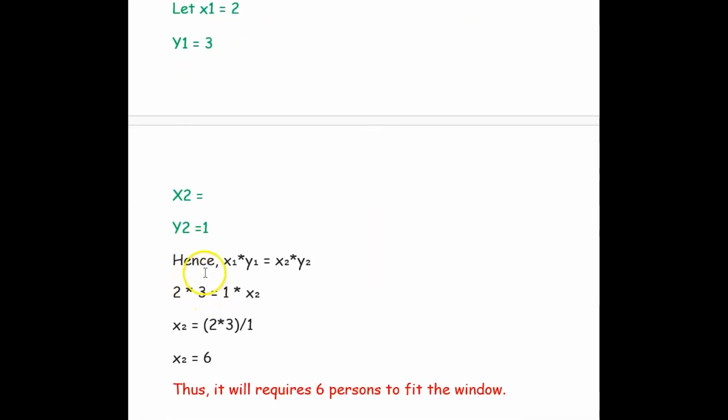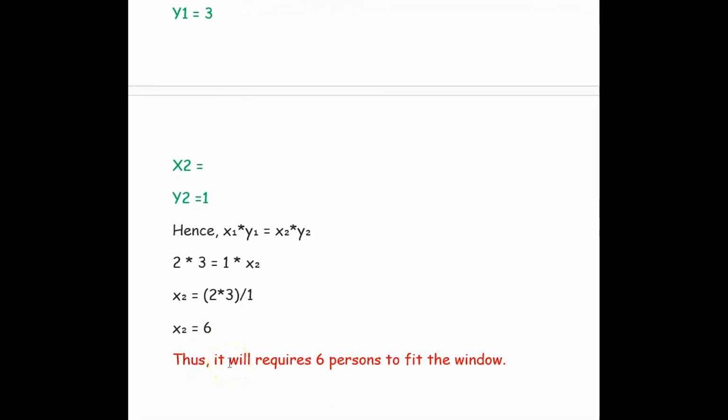So writing the inverse proportion relation x1 into y1 equal to x2 into y2, on substituting, rearranging and simplifying, you will get x2 as 6. So it will require 6 persons to fit the window in 1 day.